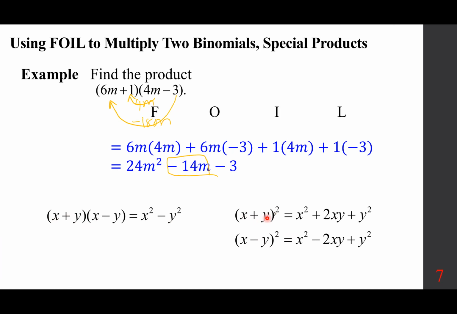And so when you want to come up with that, all you have to do, remember, is square the first one, and then 2 times the first times the last, 2xy, and then y squared. This one, you square this one, then minus 2 times the first times the last, and then y squared. This right side is called a perfect square trinomial.